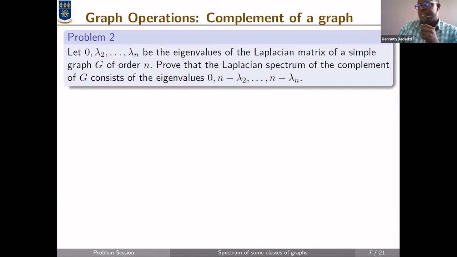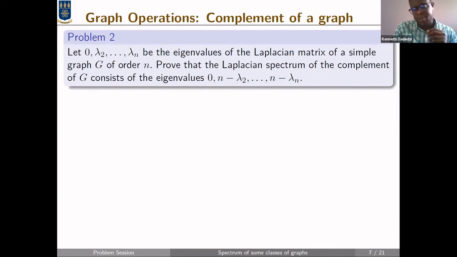So the problem is that if you have these as the eigenvalues of the Laplacian matrix, and as Stefan mentioned, if you recall, 0 is always an eigenvalue, and the rest are positive real numbers. It turns out that the complement of this graph has a spectrum consisting of these elements, n minus each eigenvalue, where n is the order of the graph G.